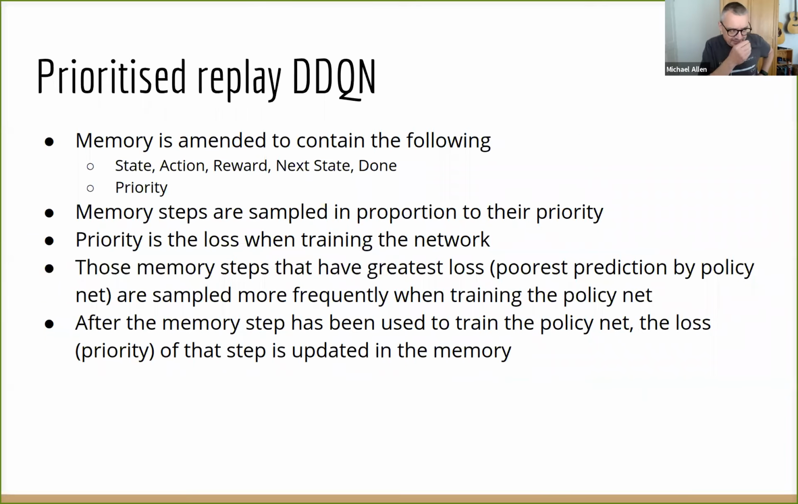The next one is a reasonably easy adjustment to make, and it's called a prioritized replay double deep Q network. The principle is that predictions you got wrong in the past between your policy and target network make for better training examples, a better use of your compute time, than retraining a network on something it predicted well anyway. So we simply amend the memory. The memory now contains two things for each step you take. It's got our normal state, action, reward, next state, done. That's what we always remember in a memory. And now we've got this other thing called priority.